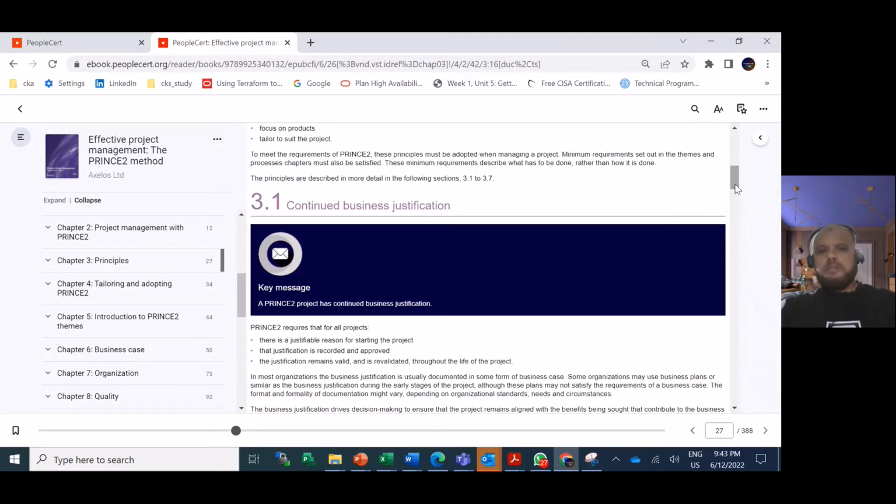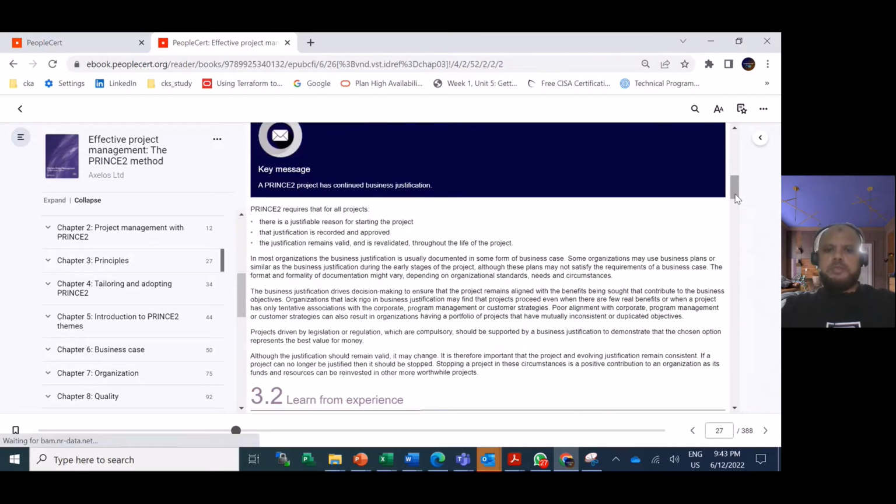First, we go to continued business justification. PRINCE2 requires that for all projects, there is a justifiable reason for starting the project. So you must have some justification for why you have initiated the project, and that justification is recorded and approved. The justification remains valid throughout the life of the project.